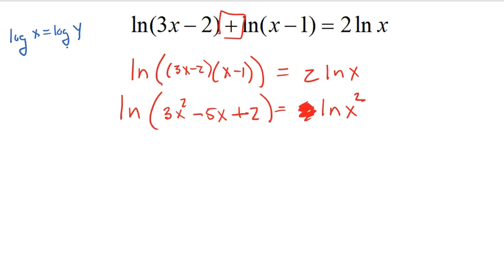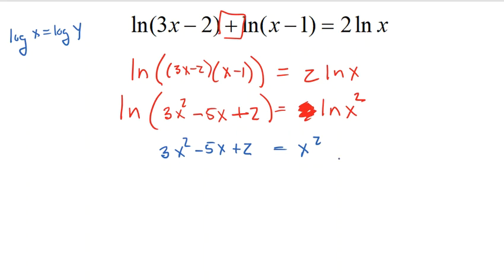It was actually in the property video, if you watched it. Meaning that if you have the same log with the same base on each side, the values inside of the logs must also be equivalent. Because the only way that log of x is going to equal log of y is if the x and the y are the same. So this allows me, in a sense, to cancel out or get rid of the natural logs. And I have 3x squared minus 5x plus 2 equals x squared. Because the only way that these two logs are going to be the same is if what's inside them are the same. That's the one-to-one rule.